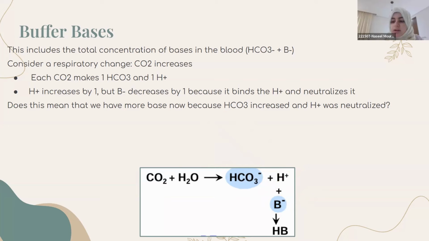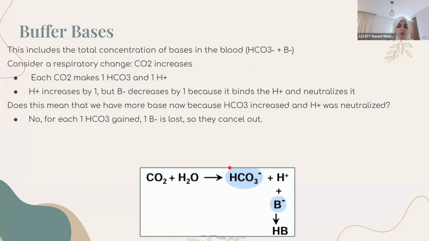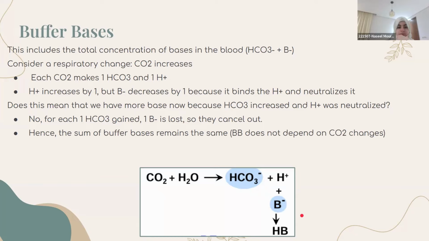We have an increase in bicarbonates and a decrease in B minus. So no, exactly. For each bicarbonate that's produced, you have one B minus that's taken up, and so they cancel out. So you don't go into alkalosis just because you're producing bicarbonate. So the sum of buffer bases, the sum that we talked about, remains the same. We just increase this by 1, decrease this by 1, and they cancel out each other.